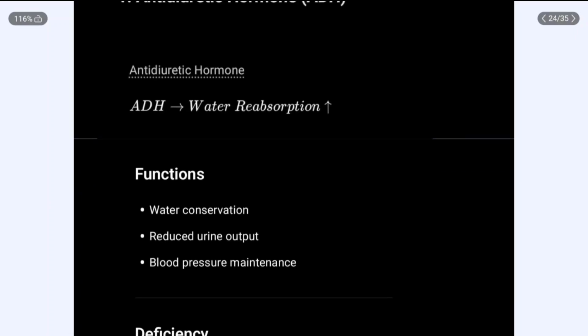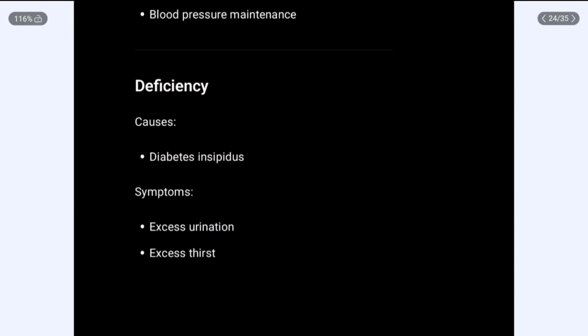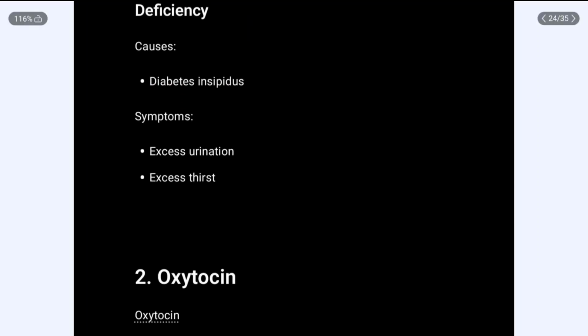What is its main function? It increases water reabsorption in the kidneys. The other functions are blood pressure maintenance and reduction in urine output. If deficiency occurs, we call the disease diabetes insipidus. What are the symptoms of diabetes insipidus? The symptoms are excess urination and excess thirst.